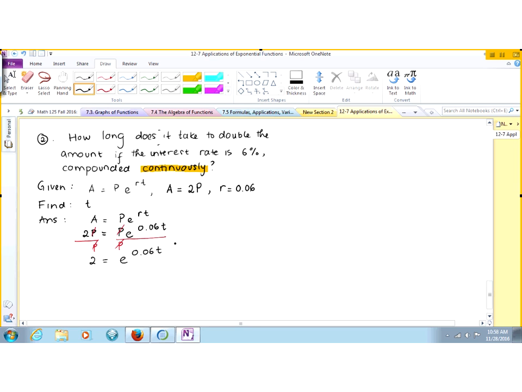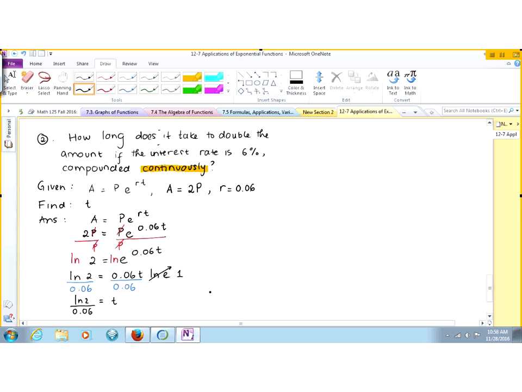And then? What do we do next? ln both sides? Yes, that's right. So ln 2 is equal to 0.06t times ln e. So what is ln e? 1. Yes. So how do I solve for t? Divide both sides by 0.06. So t is ln 2 divided by 0.06.